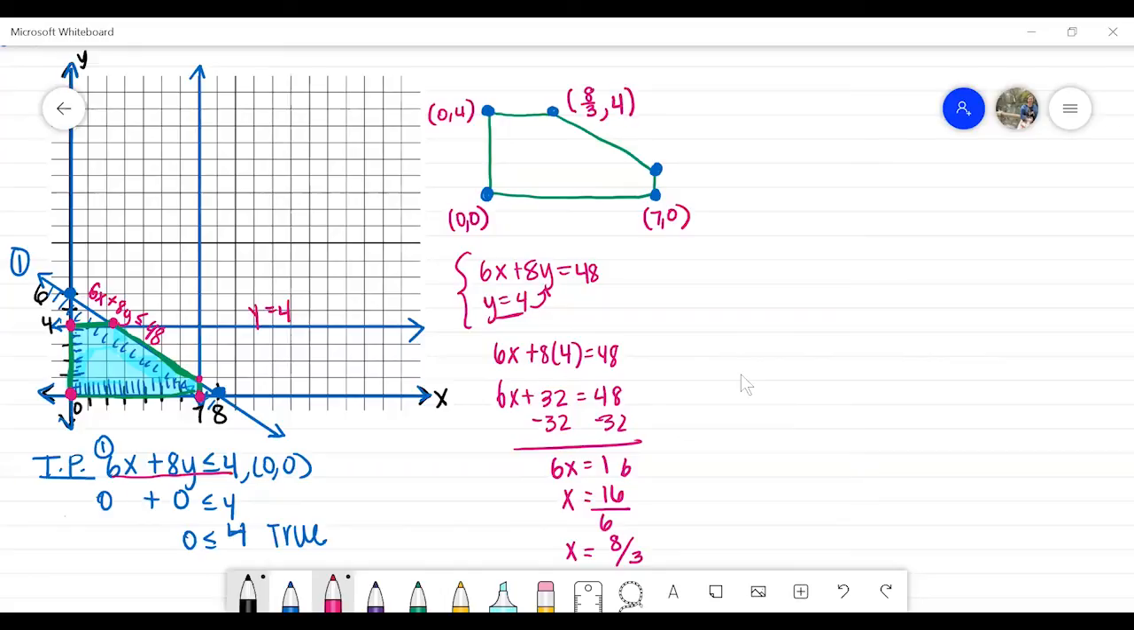And we're going to do something similar for this last point. So again, that's our first inequality, 6x plus 8y less than or equal to 48.